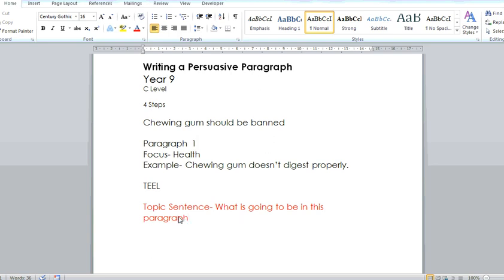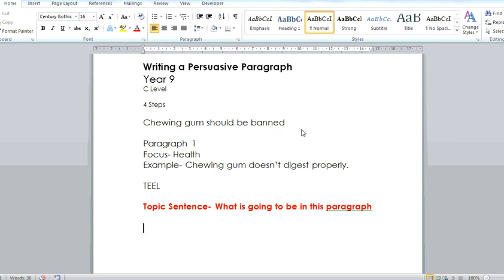So we're putting this together in a fairly basic structure. Okay, we're using fairly basic language. I'm not really getting too fussed about how classy it sounds because I'm just going for that C level. Alright, what is going to be in the paragraph? Well, we know in this case that it's going to be about health. And we know that the topic is about chewing gum, and we know that we're not really big fans of chewing gum because we think that it should be banned.